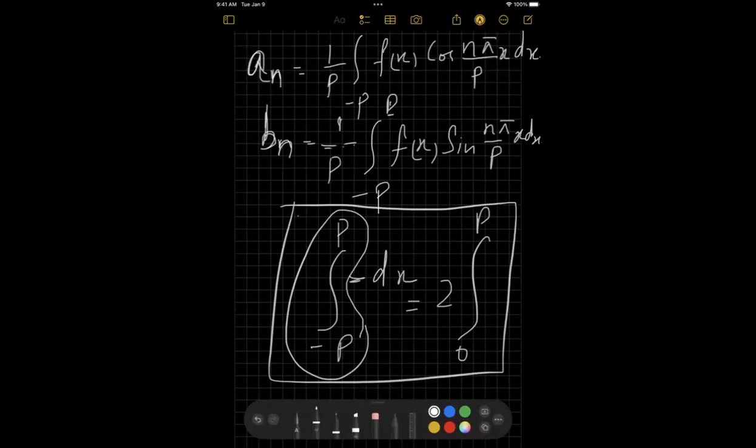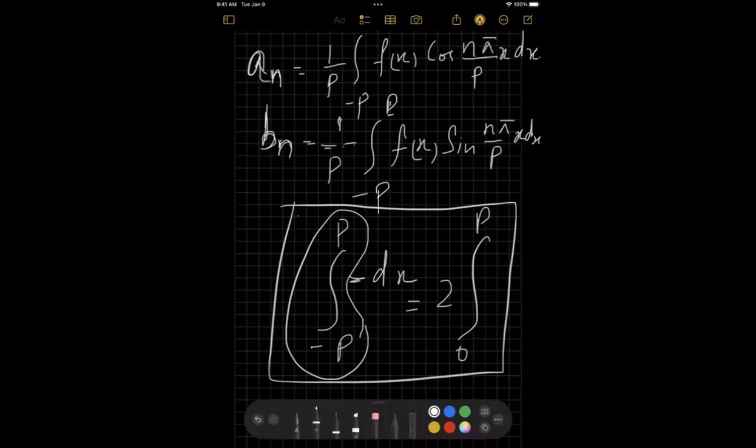You can do that for an odd function, but only for bn. If it's an odd function, an is just 0. And for the even function, bn is 0. But I think this function is e to the x, so it's neither. They are neither, I think so.